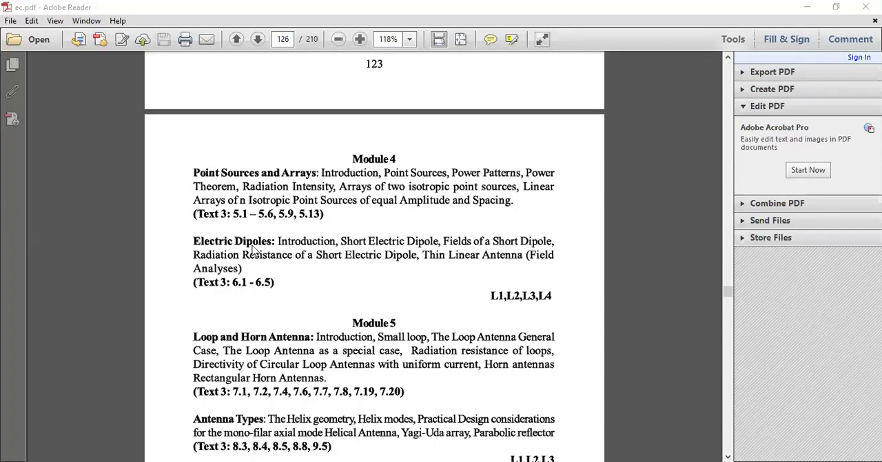Next, it is electric dipole. So here, a small introduction of electric dipole. You have short electric dipole. Again here, fields of electric short dipole is something like you have far field and near field, where you have again two derivation based on this fields of short dipole. Radiation intensity, resistance of short electric dipole. I have told you in the third module. 80 pi square L square by lambda square, which we have written directly for calculating the effective aperture.